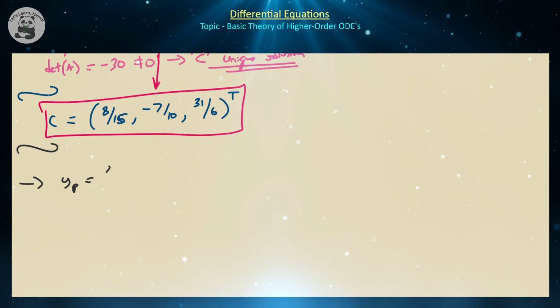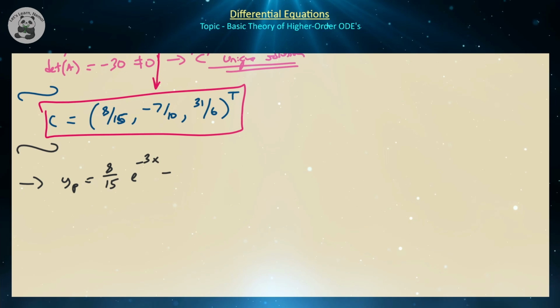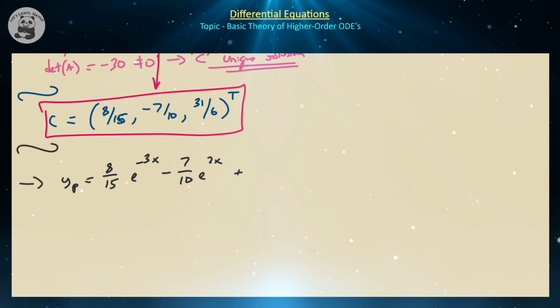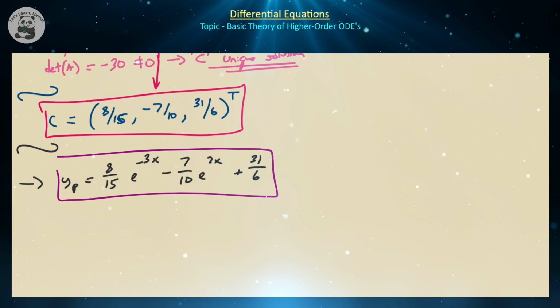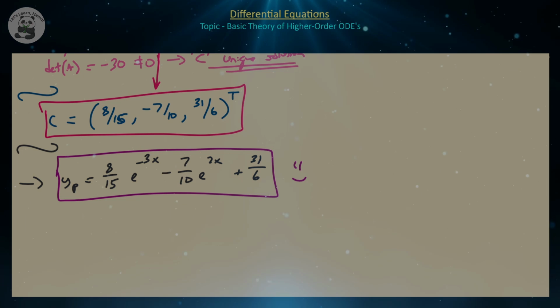So once you have your constants from your initial conditions, that means we're going to have a particular solution to our differential equation, and that's going to give us 8 over 15 e to minus 3x, minus 7 over 10 e to the positive 2x, plus our lonely little constant at the end, 31 over 6. And that's going to give us our particular solution for our third order constant coefficient homogeneous differential equation.